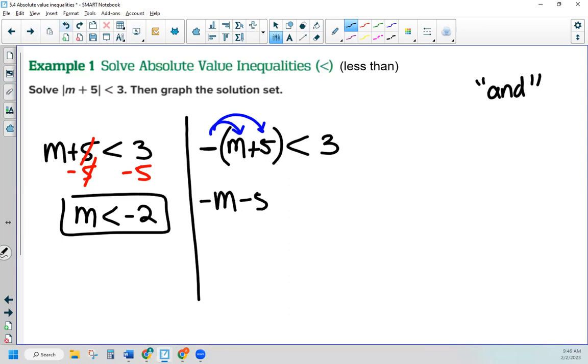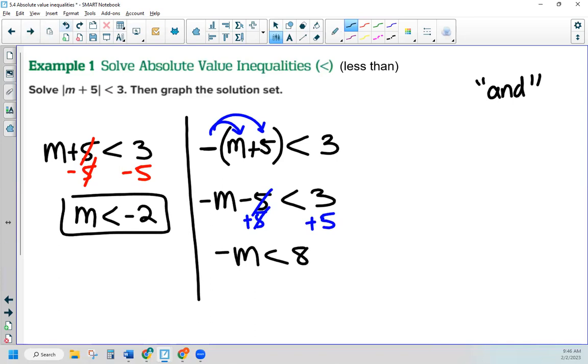Whoever was a negative becomes positive. So now we have negative m minus 5. Keep the symbol, keep your 3. Nothing has happened there. From here, we're going to go ahead and take 5 to the other side, same idea as we did before, by the opposite operation, which in this case would be addition. And now we're left with negative m less than 8.